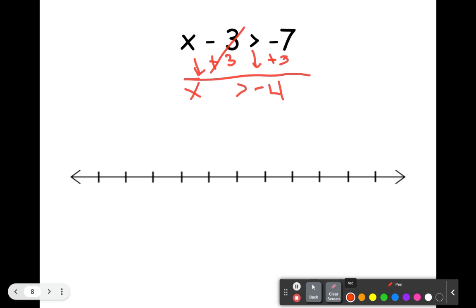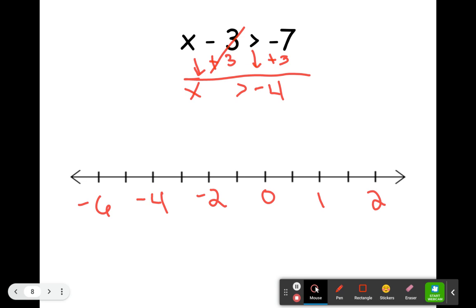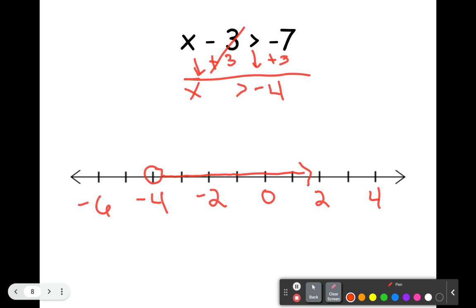Okay, so I'm going to start where my number is at. x is greater than negative 4. And I'm going to put an open circle because x cannot equal negative 4. And x is going to be greater than negative 4, so my arrow has to go to the right.